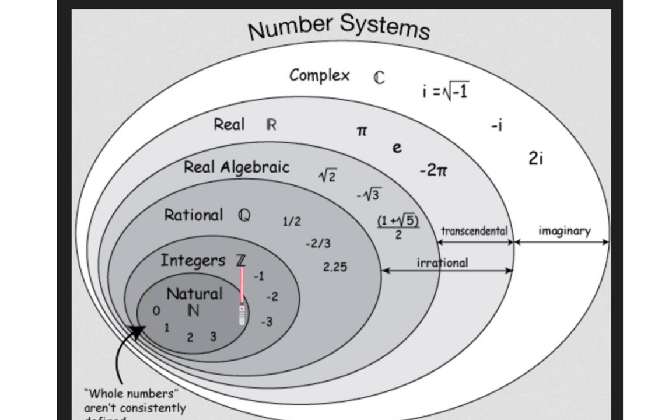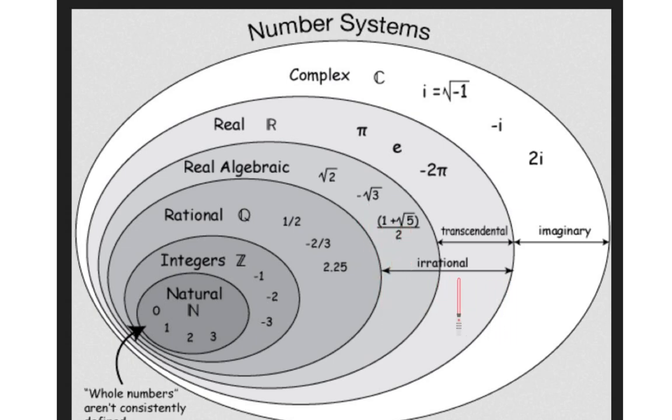Integers, noted with a Z, are the numbers -1, -2, -3 on down, and also including 0, 1, 2, 3 on up. When I get into the rationals, which are symbolized with a Q, I start to end up with fractions or decimals that repeat. So 0.3 repeating would be a rational number. Then there are algebraic real numbers, like the square root of 2 and the negative square root of 3 and 1 plus the square root of 5, all over 2.